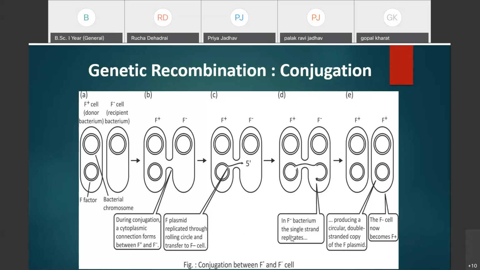Then in the F negative bacterium, the single strand replicates, meaning the copying of the genetic material takes place in the F negative bacteria. That's why it retains its original double stranded nature, and later produces a circular double stranded copy of the F plasmid. And lastly the F negative cell now becomes the F positive cell. That is how genetic material is transferred from one bacterial cell to another with the help of the plasmid, and this method is called conjugation. Here the conjugation between the F positive and the F negative cell takes place.